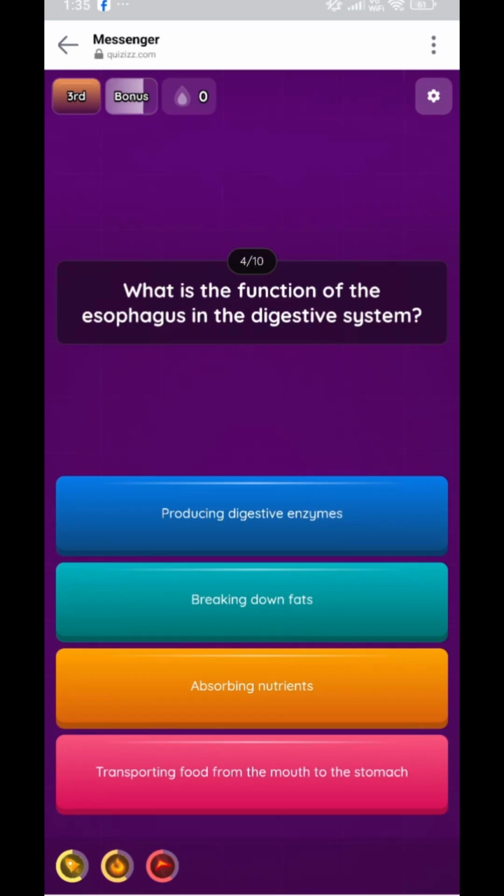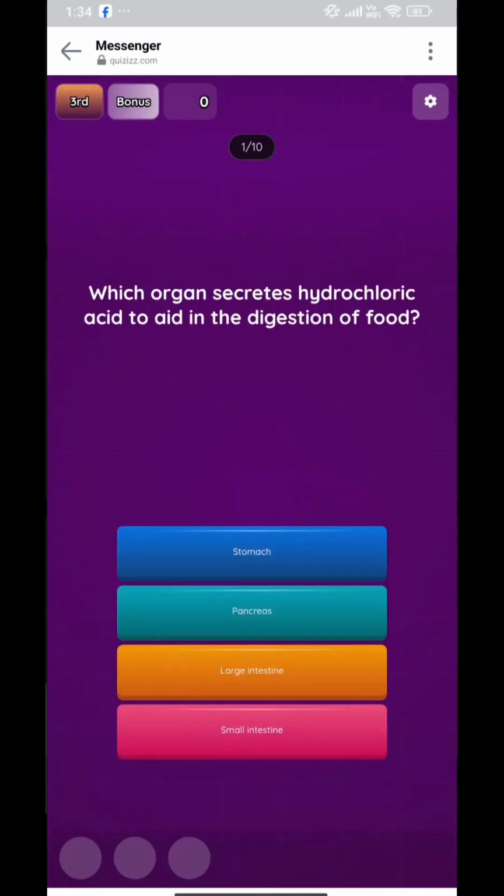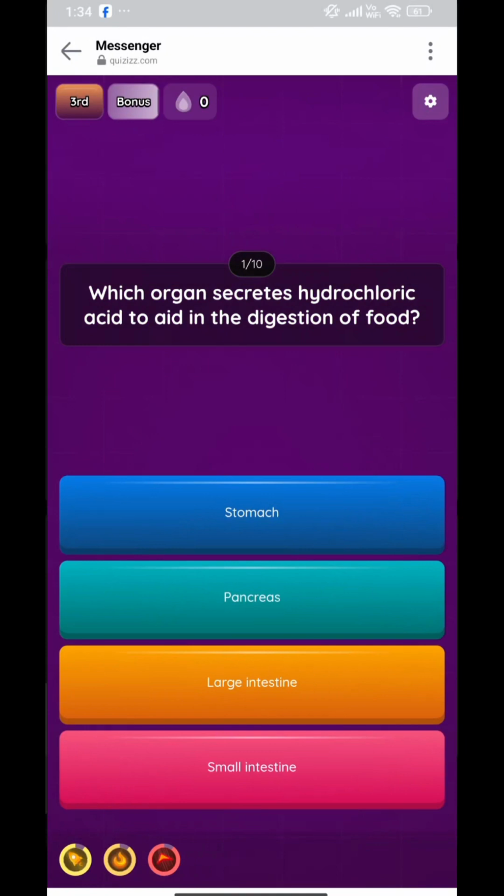Yes, Miss Joanna May, what is your answer? It is transporting food from the mouth to the stomach, po, ma'am. Let's see. Is that correct? Very good. It transports food from the mouth to the stomach. Next, which organ secretes hydrochloric acid to aid the digestion of food?